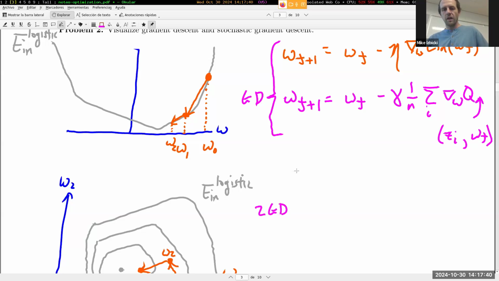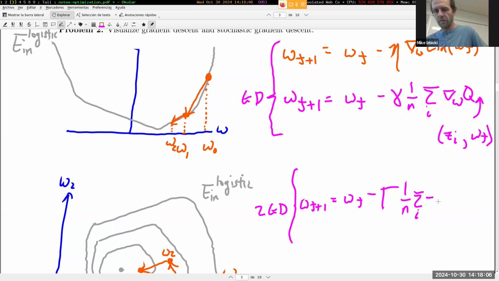2GD. Here, w_{t+1} equals w_t minus, now there's a capital gamma, this capital letter right here, the capital Greek letter of this thing down here. This is the capital gamma right here, and this is the lowercase gamma Greek letter. Everything else is the same: 1 over n, sum over i, gradient with respect to w of Q of z_i, comma, w_t.